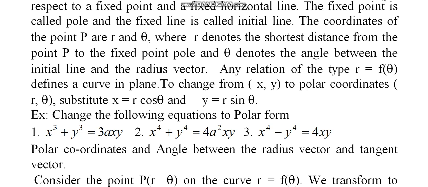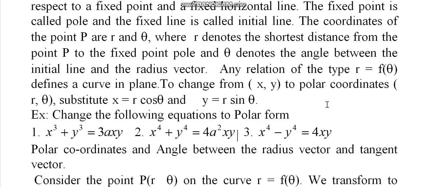And to change the coordinates from Cartesian coordinates x, y to the polar coordinates r and theta, a substitution is required. That is, we substitute x is equal to r cos theta, and y is equal to r sin theta. So to interchange the Cartesian coordinates x, y to the polar coordinates r and theta, we use the relations x is equal to r cos theta and y is equal to r sin theta. So let us try to solve these examples.